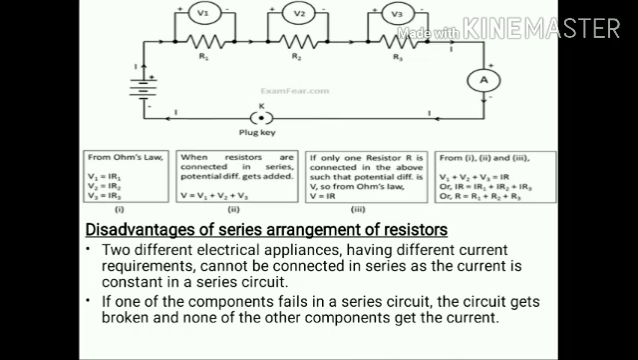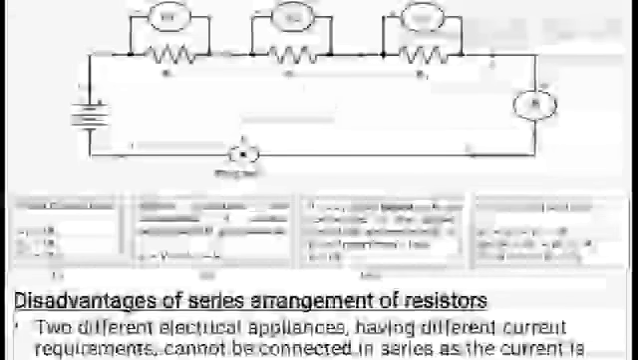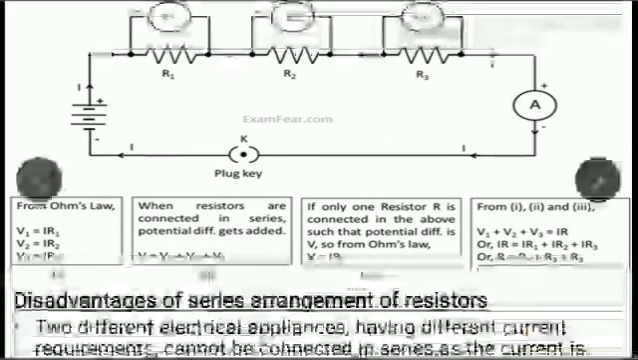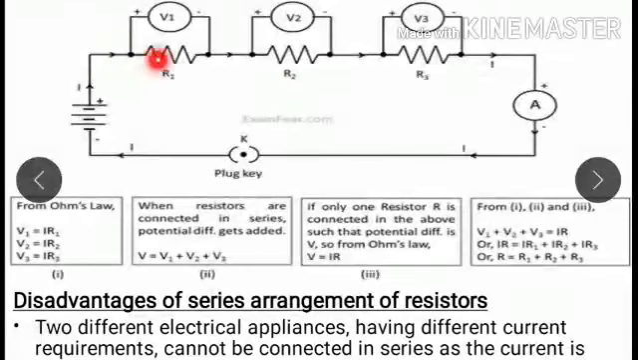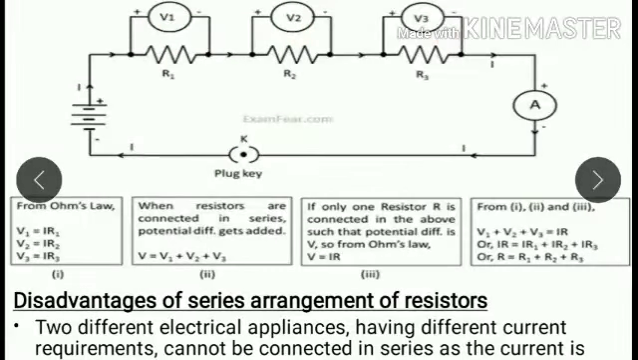Okay, now look at the diagram. This is a diagram of the series combination. This is the most important part of this chapter. You have to learn it because you will get one question from this part. This is the circuit diagram. In the circuit diagram, this is the plug key, the switch is on, this is the battery, and this is the ammeter, and resistance 1, resistance 2, resistance 3 are all connected in series. So the current flowing from this battery is equal in all the resistances, but the potentials are different. This is voltmeter V1, voltmeter V2, and voltmeter V3.